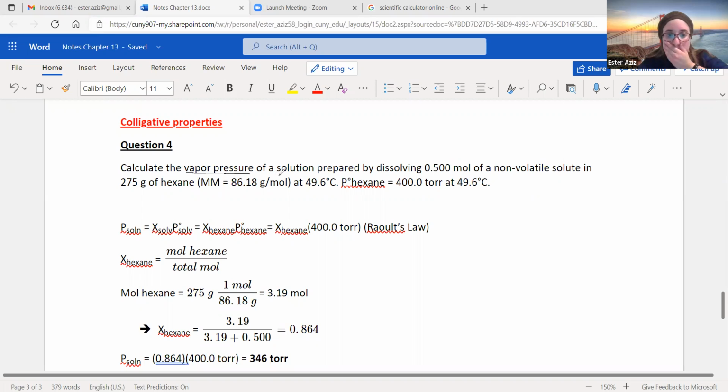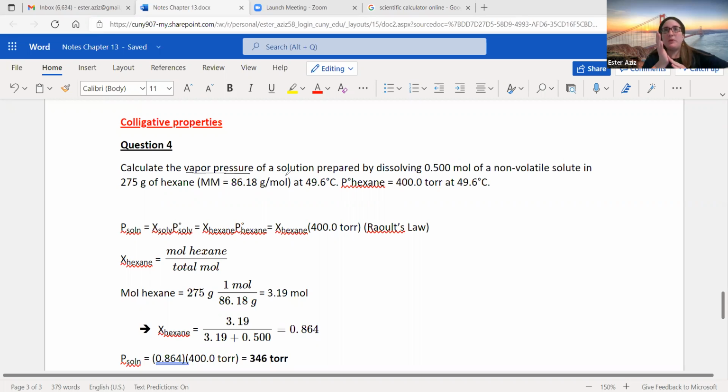And by how much it's going to decrease depends on how many particles of solute you have in there. Not on how many grams, not on the mass of the solute, but rather on the particles, so on how many moles that solute has in there. And so vapor pressure will be the first of the colligative properties that's affected.